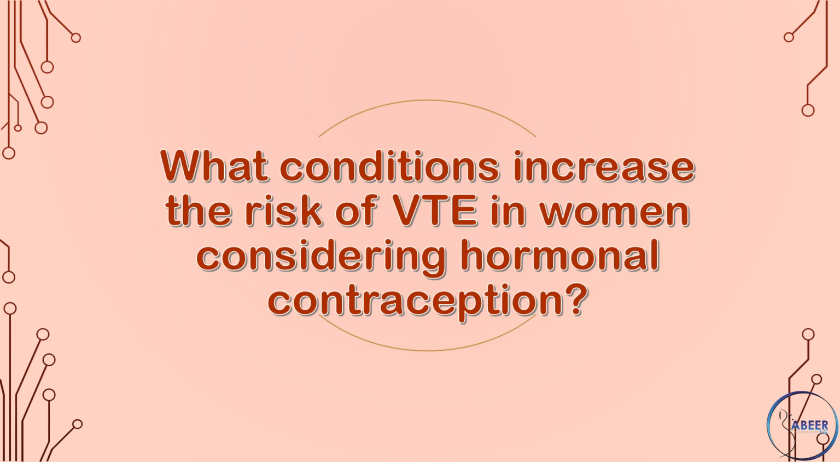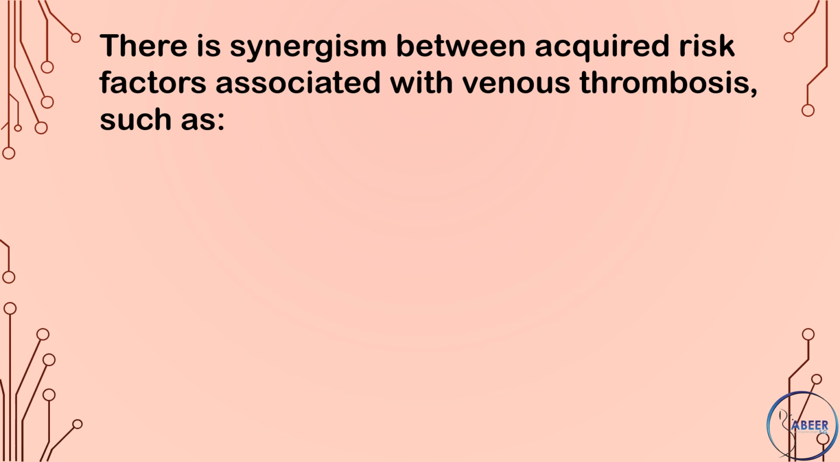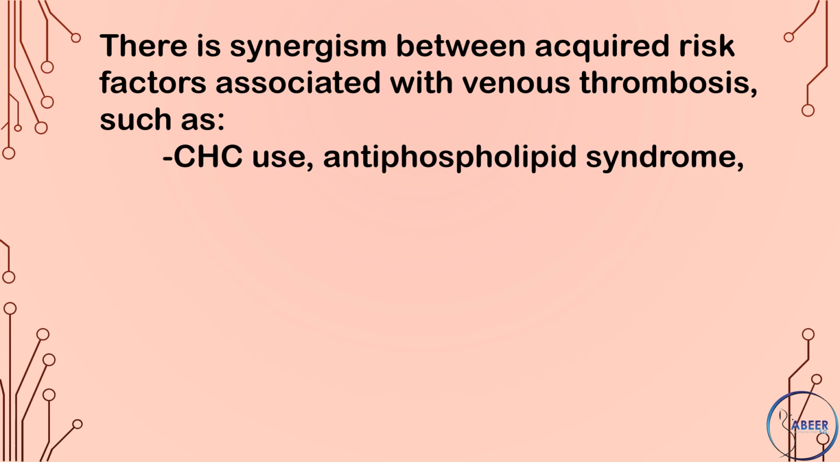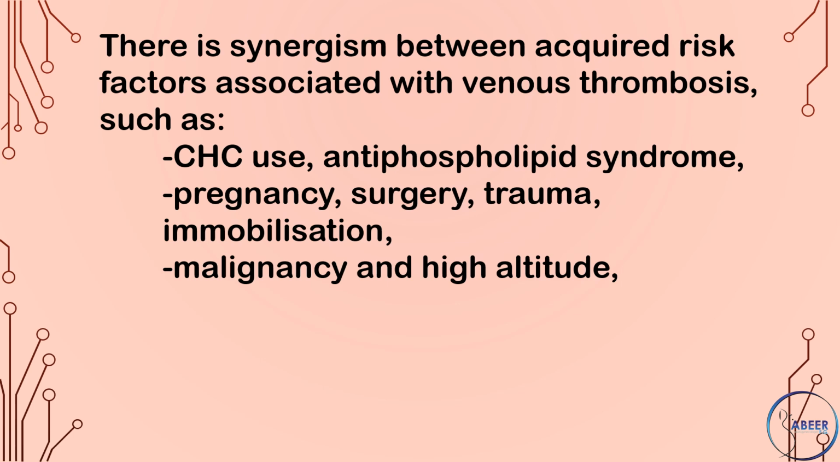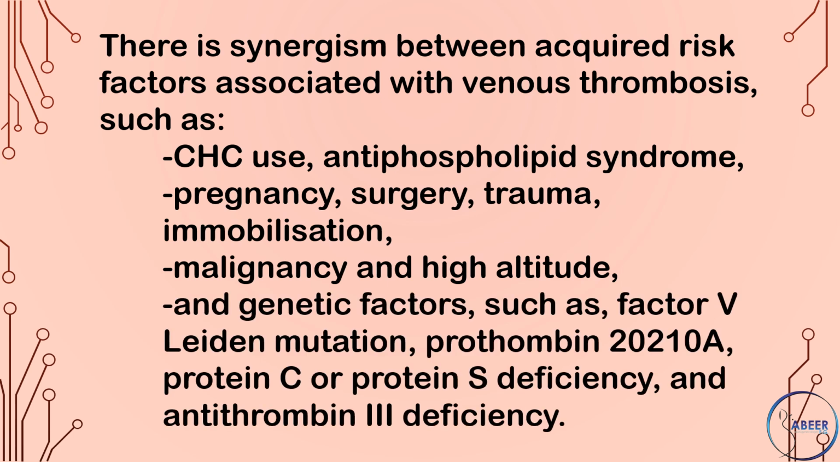What conditions increase the risk of VTE in women considering hormonal contraception? There is synergism between acquired risk factors associated with venous thrombosis, such as CHC use, antiphospholipid syndrome, pregnancy, surgery, trauma, immobilization, malignancy, and high altitude, and genetic factors such as factor V Leiden mutation, prothrombin 20210A, protein C or protein S deficiency, and antithrombin III deficiency.